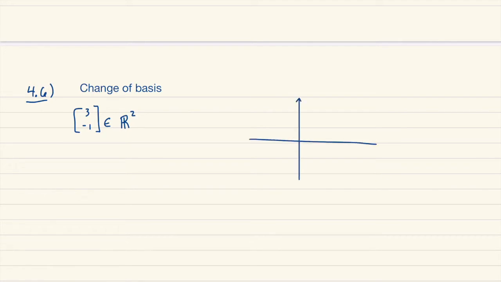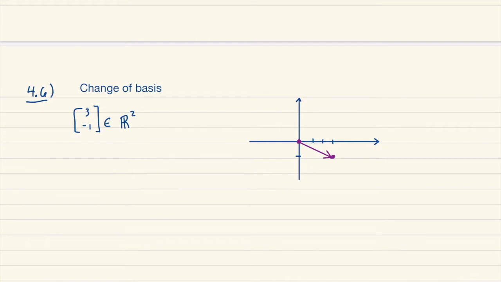the vector where it's going to map the origin to the point (3, -1). Okay, so say something like that. And so it's going to be this vector. Okay, it's going to map the origin to the point (3, -1).